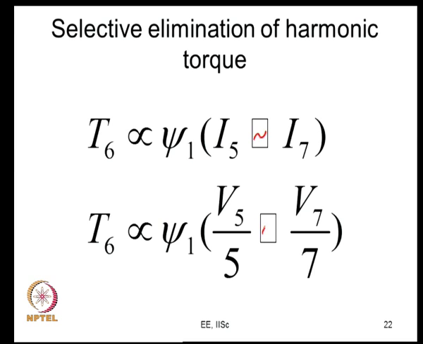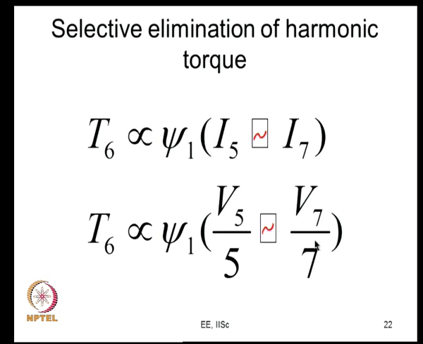So, what happens here is your torque is proportional to the fundamental flux and proportional to the difference of these two currents. Now this fifth harmonic current is proportional to V 5 by 5, the fifth harmonic voltage divided by 5, and I 7 is V 7 by 7, because the fifth harmonic voltage sees 5 times the fundamental leakage reactance, and the seventh harmonic voltage sees 7 times the fundamental leakage reactance. So, you have V 5 by 5 and V 7 by 7.